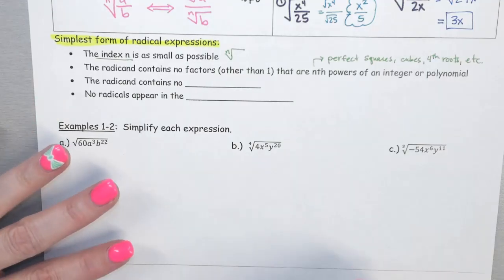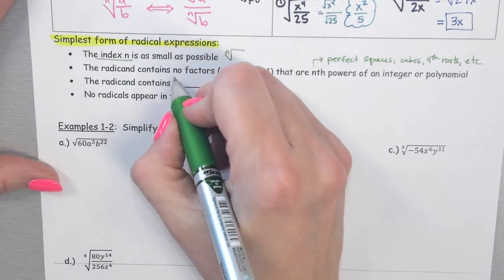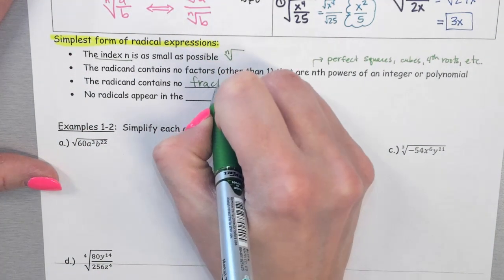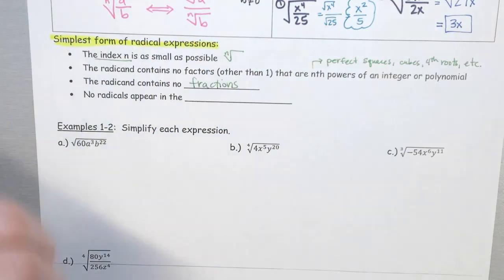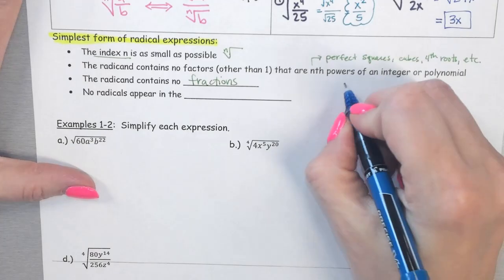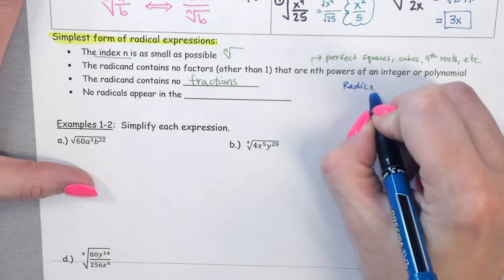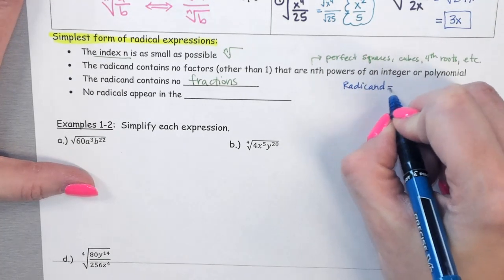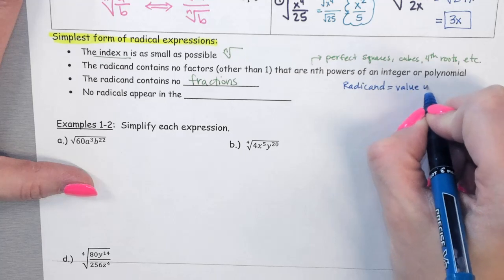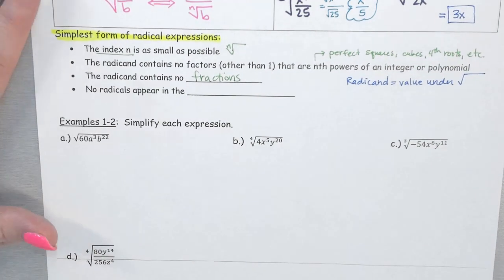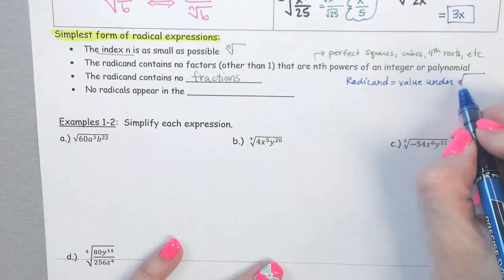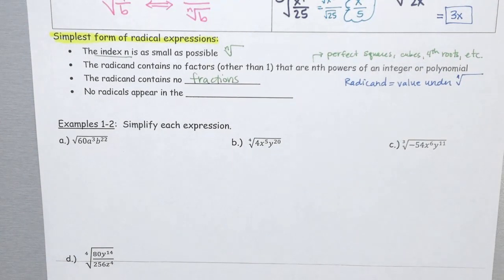Okay, and then the radicand is going to contain no fractions. And we've used that term radicand several times. We do have to know what that means. Remember, the radicand is just the value under the radical. Well, anytime it says the radicand, that's just whatever is underneath your radical, okay, for whatever root you have, the nth root.